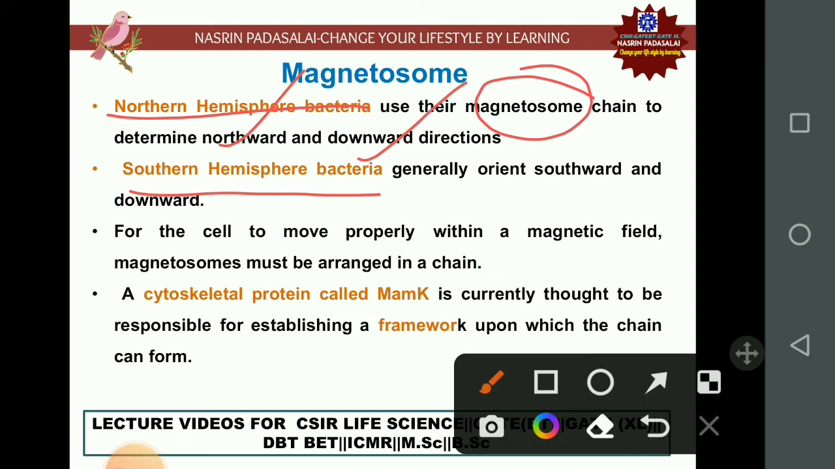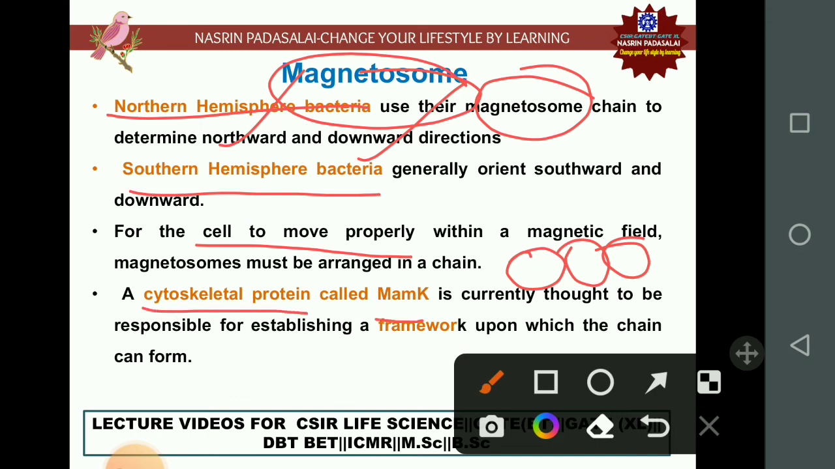At the same time, the magnetosome is used by the bacteria to find a place where enough nutrition-rich food is available. So the magnetosome is also used by bacteria for food survival. For the cell to move properly within the earth's magnetic field, the magnetosomes need to be arranged in a chain. Only then will the bacteria be able to orient themselves in a magnetic field. For this function, a special cytoskeleton protein called MamK has been identified, which provides a framework upon which a chain of magnetosomes forms.